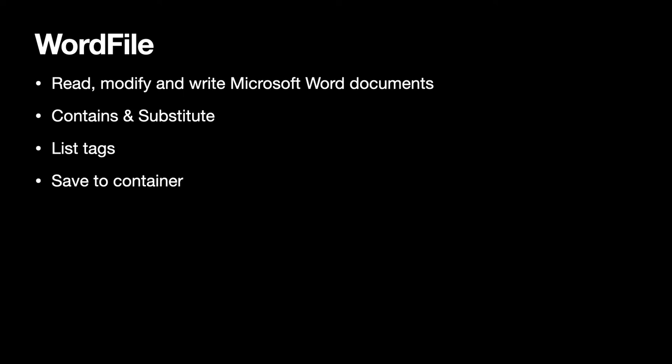Then we have functions to work on Word files. So you can read a Word file, modify it, and write it back to disk. We recently got a contains function to check if a certain text is contained in a Word document, and also a substitute function to go and find this text and replace it with something else. For our replacement of tags, we got a function to list the tags in the Word document, and you can now save the Word document back to a container field.